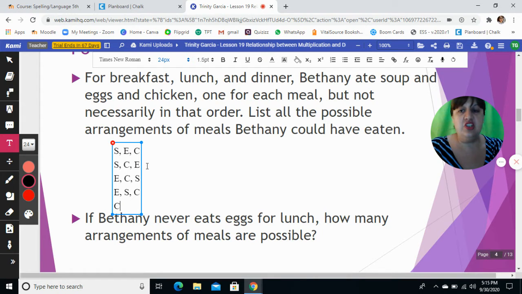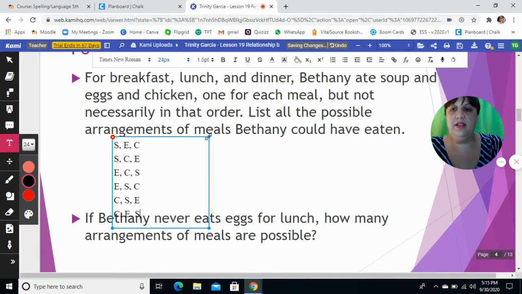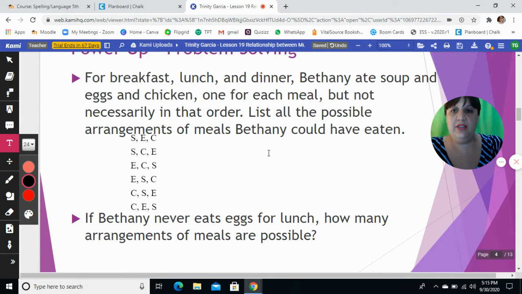Our last possible arrangement, we would need to start with what? We're going to start with chicken. So we have chicken, soup, eggs, or we have chicken, eggs, and soup. All right, so those are our possible arrangements. I'm going to make it go up here a little bit so you can see that last one more clearly.